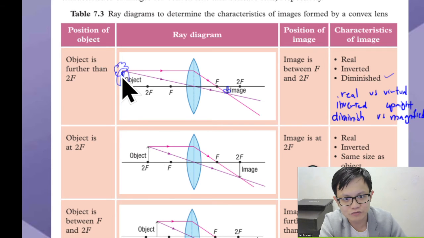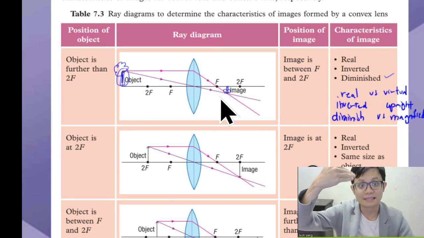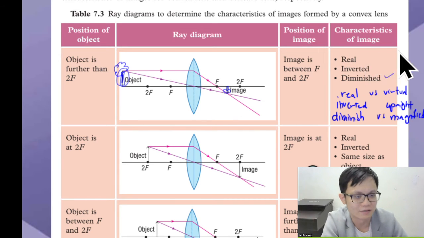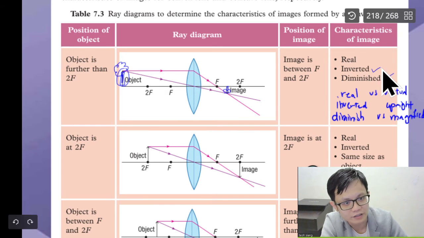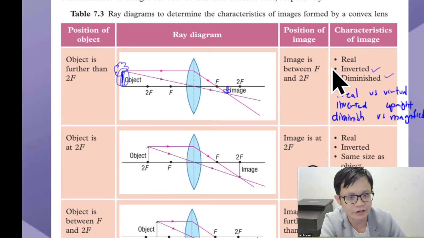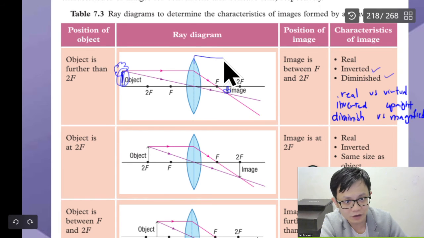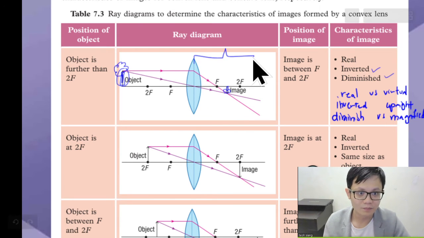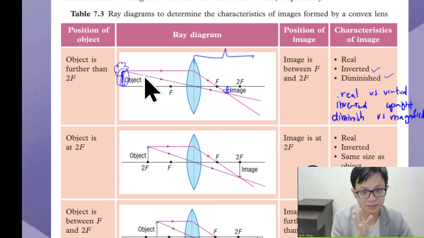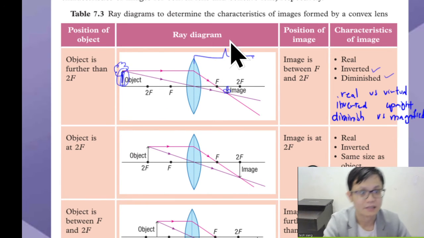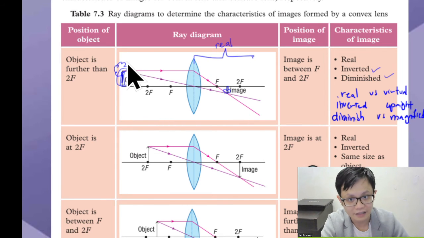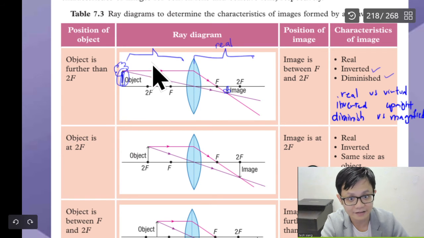And then you can see this tree goes up, this tree goes down, which means it is inverted. Upright, downright. Some books use downright, but inverted sounds better. Okay, this is the most confusing part, real and virtual. If the image forms on the opposite side of the object, this is real. The easier way: if the line is a straight line, then it's real. If the line is dotted, a dashed line, it is virtual.